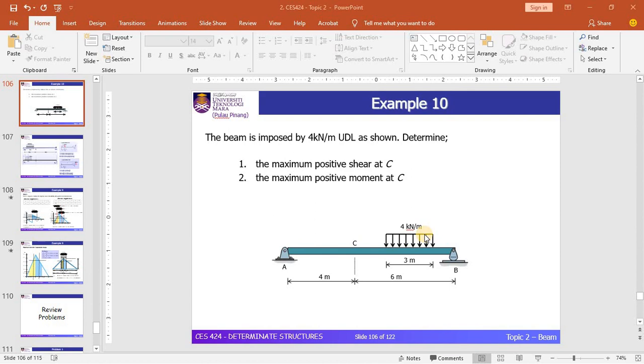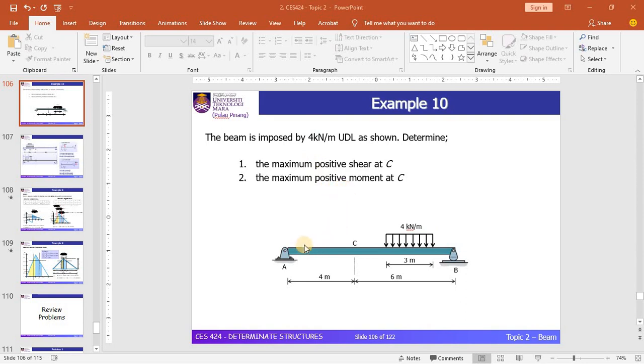In the previous example we dealt with the point load, and we saw how to develop the ILD for the shear force, bending moment, and reaction at the support. But here we have a UDL load, and in this example I'm going to demonstrate how we can develop the ILD and how we can apply this particular ILD in order to find the critical value in the problem. So let's look at this example in detail.